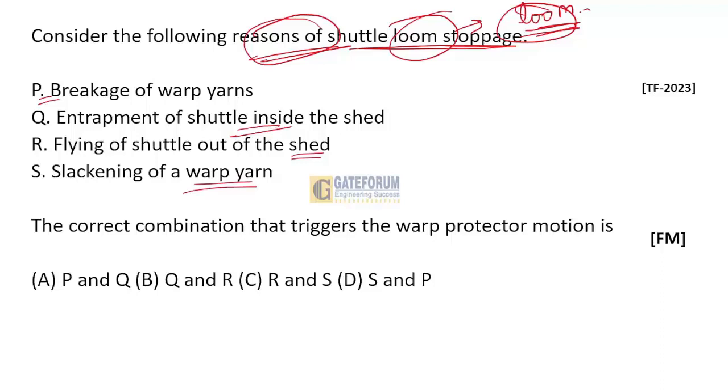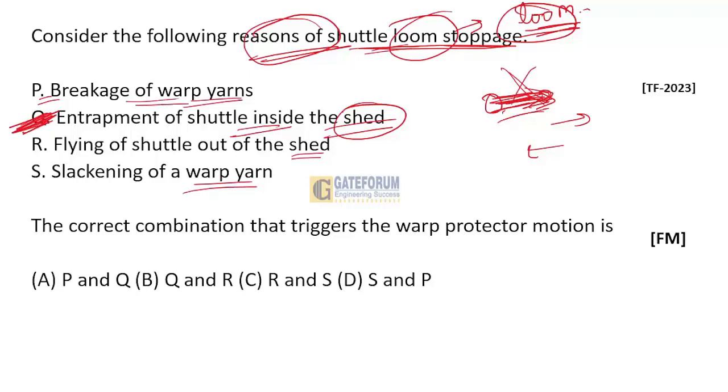Coming directly to the question, if I talk about this breakage of warp yarns, so if I say when the shuttle entraps inside the shed, then the loom stops. Suppose the shuttle is entrapped inside this, so when it is entrapped, then it cannot move forward or backward, then the loom will automatically be stopped in the automatic stop loom. So this is the right answer.